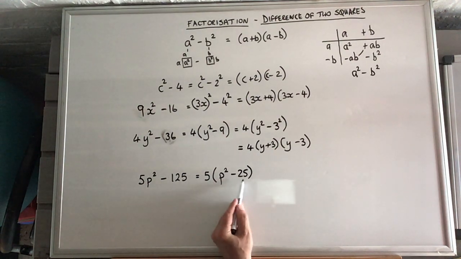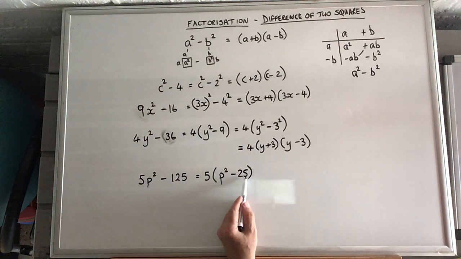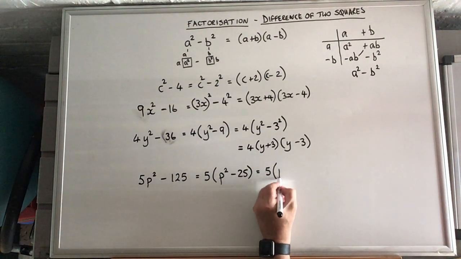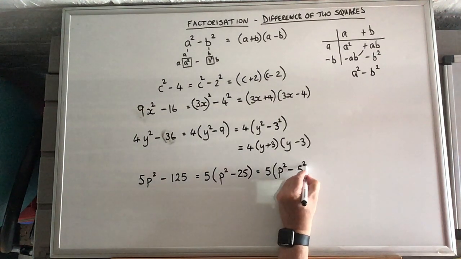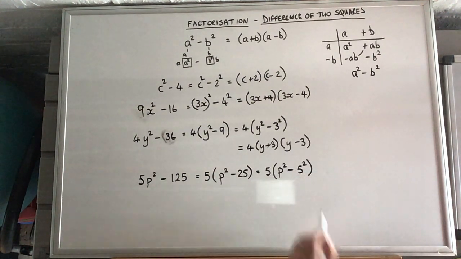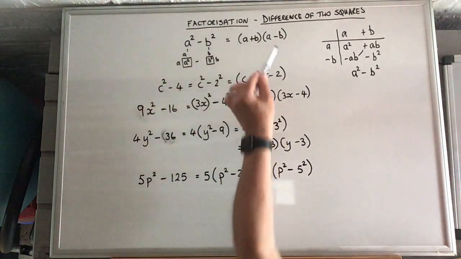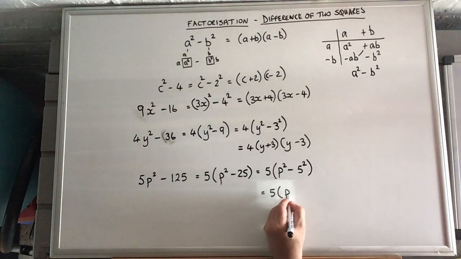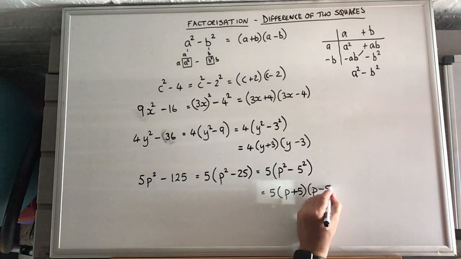So we're taking out the common factor and looking for a difference of 2 squares. Well, almost a difference of 2 squares here. We've got a square term here, and 25 is a square number. It's not a square term yet, so we can rewrite that as 5 bracket p squared minus 5 squared. Now that's the difference of 2 squares, so back up to our formula up here. We can rewrite it like that. Final answer, 5 bracket p plus 5, p minus 5. And that's it.